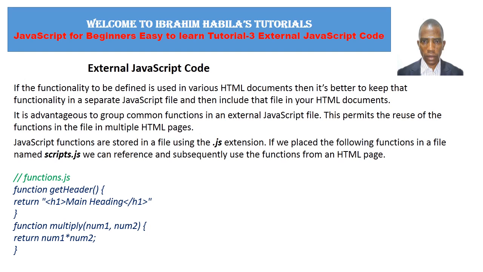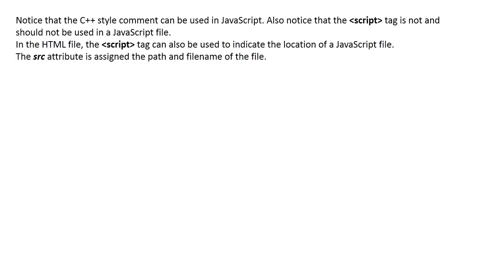Example in this function, functions.js. That's the name of the file. Function is getHeader. Return is header1 main heading. And function multiply num1 num2. Return num1 times num2. So if you save this code in an external JavaScript file, then you run it in your own code, and the only thing is to just reference it.